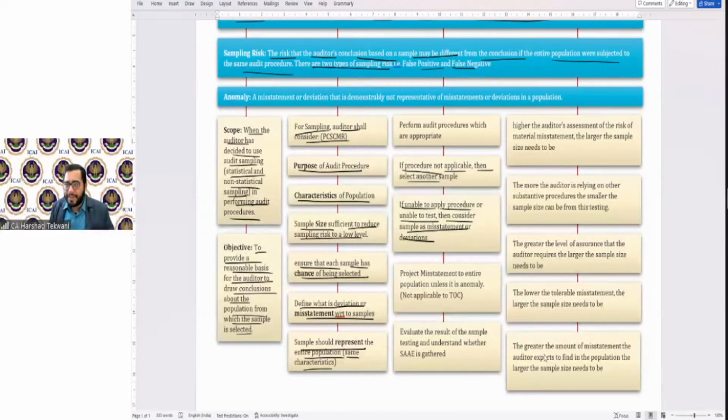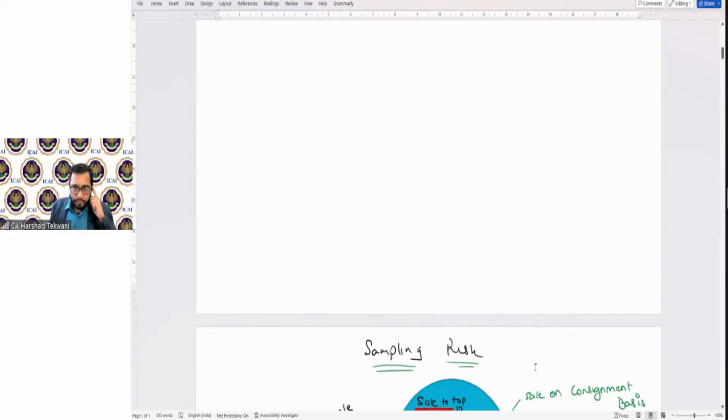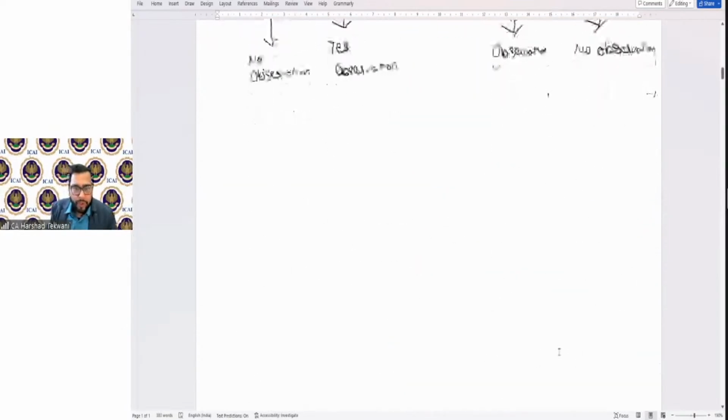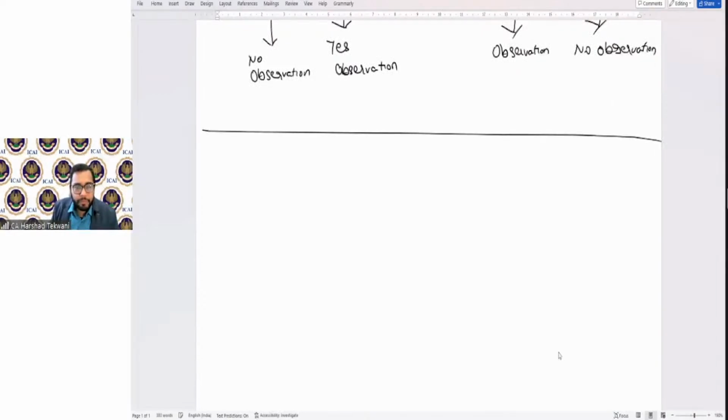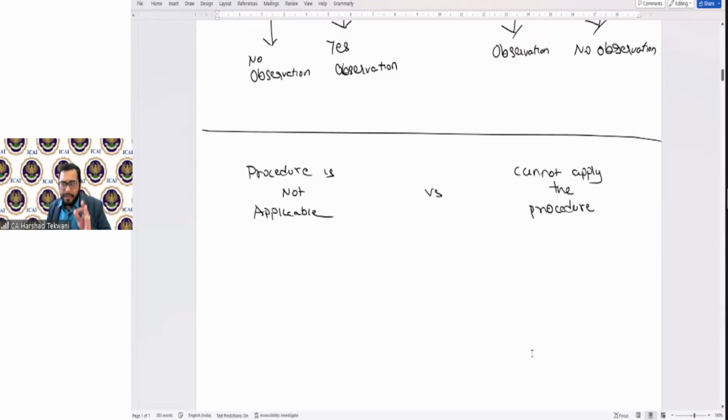Now, what is the difference between the second point and the third point? Very big difference. The second point talks about when the procedure is not applicable. I'll show you here. Simple. There is a very big difference.